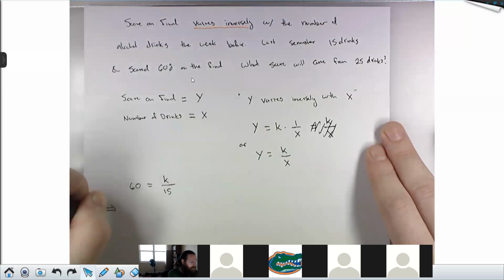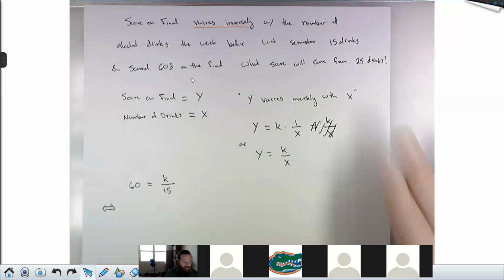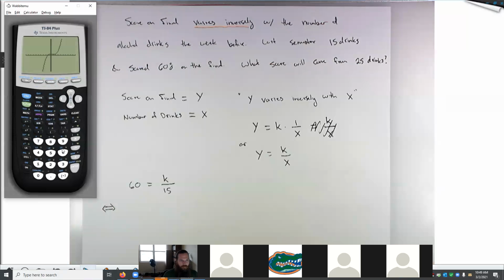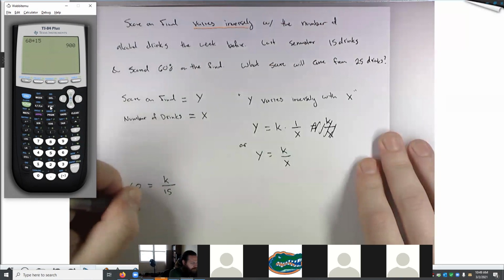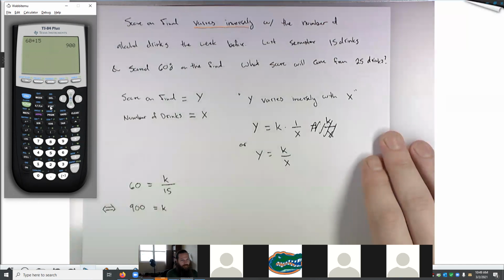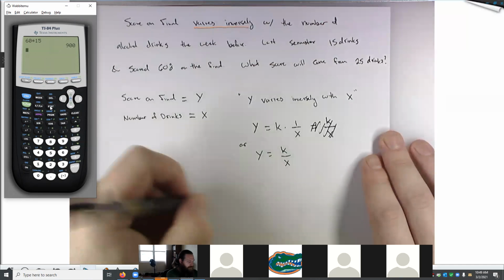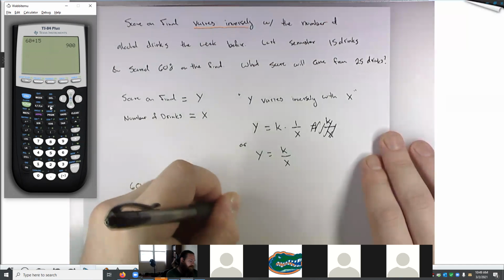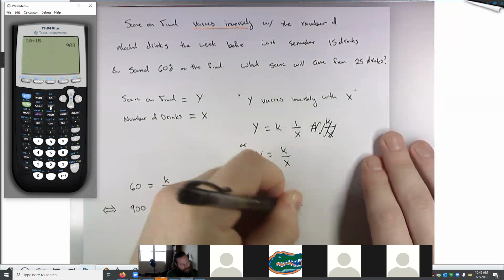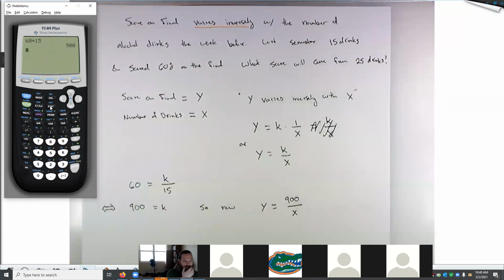If I multiply both sides by 15, 15 times 60 is actually going to be quite large here. I don't trust my arithmetic this early in the morning. 900. So I get 900 is equal to K. So now we know that Y is equal to 900 over X. This is my updated equation.